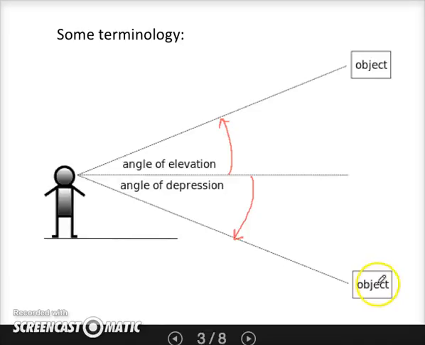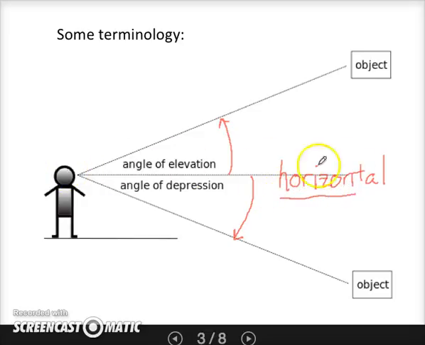And one thing that I want you to add to this diagram is I want you to write the word horizontal on this horizontal line. And that will remind you that we're always measuring the angle of elevation and the angle of depression from the horizontal. We're imagining that this stick figure is first looking at the horizon. That's where the word horizontal comes from.